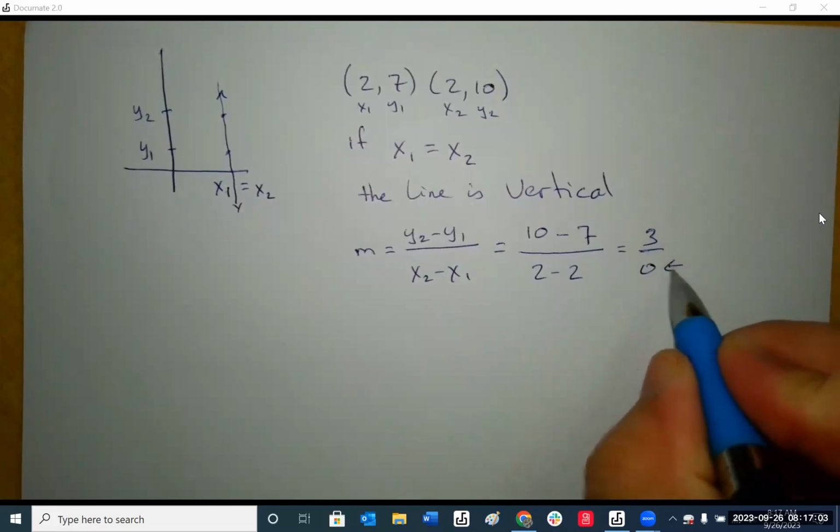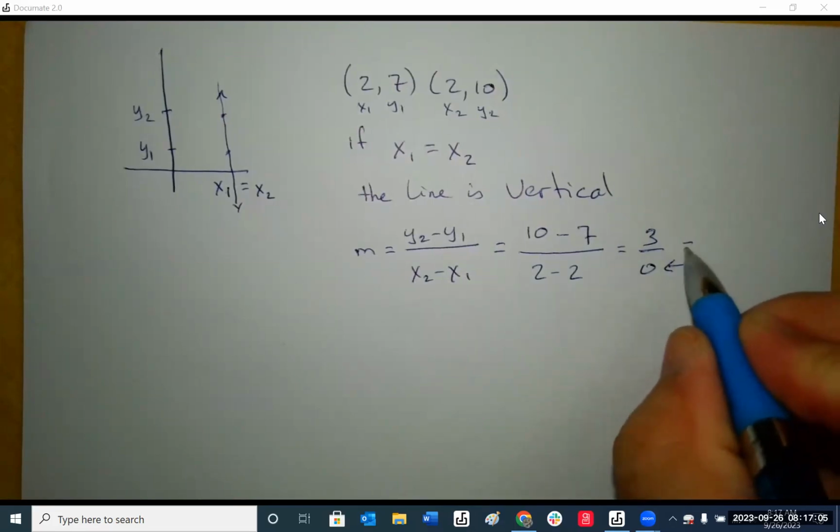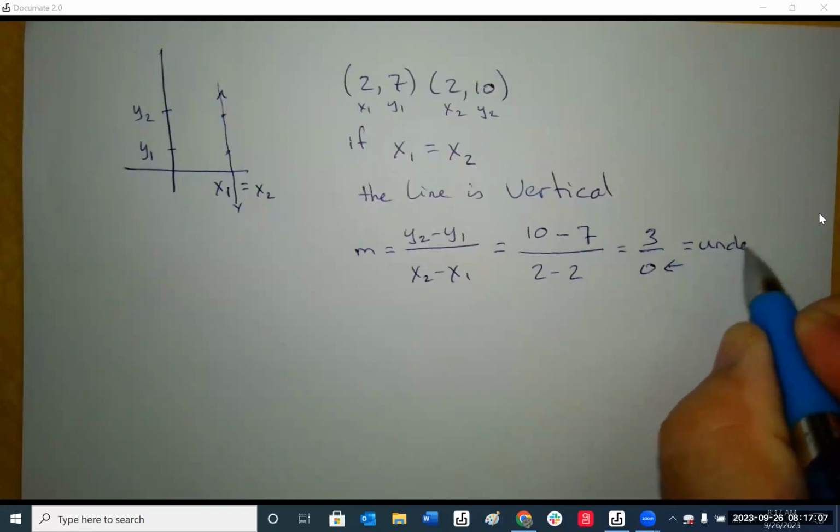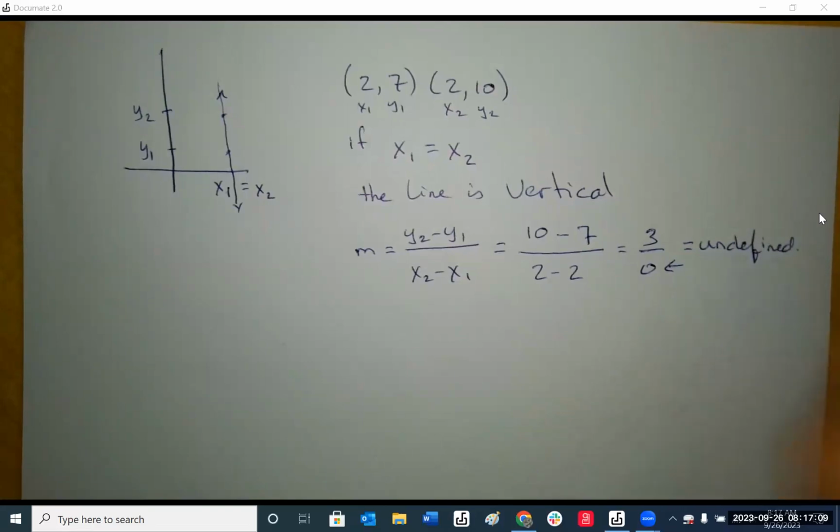If you have 0 on the bottom, what does that mean? It's undefined. If the slope is undefined, then you have a vertical line. That means your x's are equal. And by definition, it fails the vertical line test. The vertical line test says that any vertical line through the graph cannot cross the graph more than once.